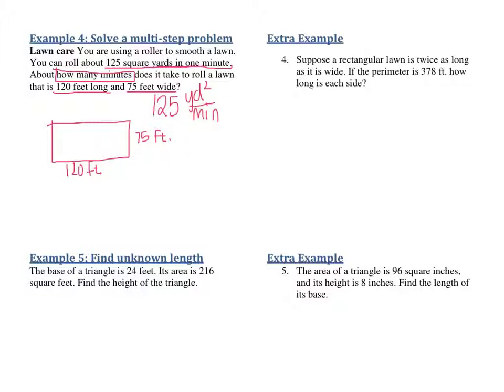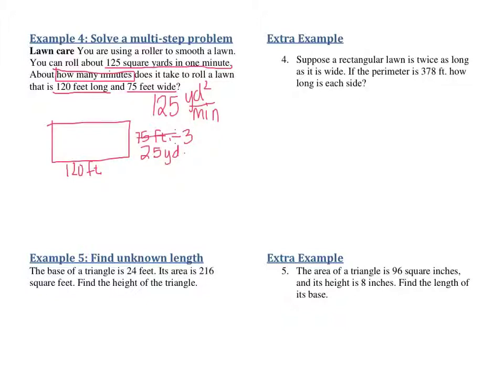Now I'm given this unit in feet, and this is in yards. So what I need to do is convert from feet to yards. And a yard is bigger. There's 3 feet in every yard. Since there's 3 feet in every yard, what we need to do is divide our 75 feet by 3. And that will give us, instead of 75 feet, 25 yards.